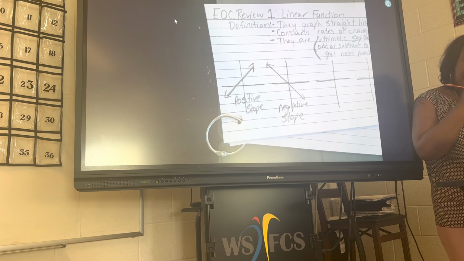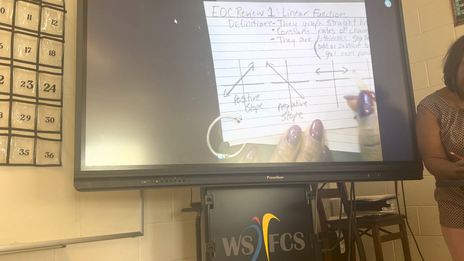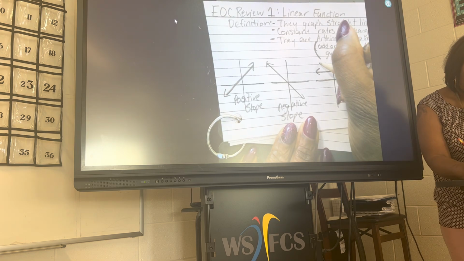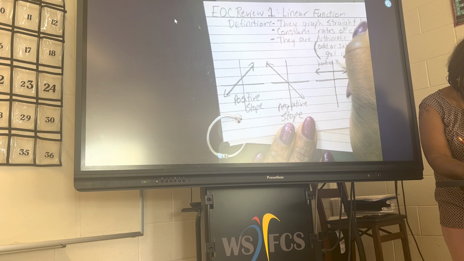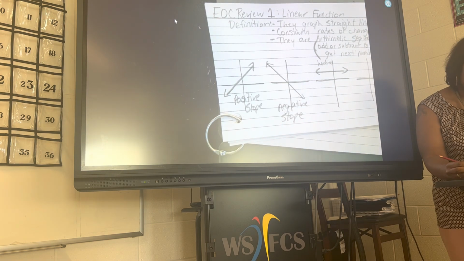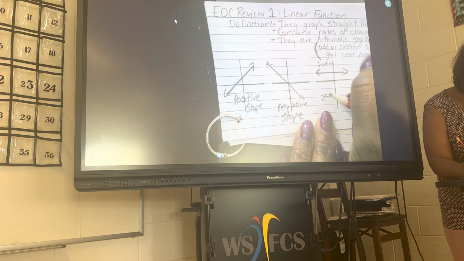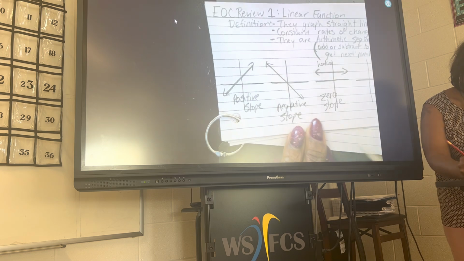All right, if the line is just laying flat, this line right here is laying flat, it's a horizontal line. What kind of slope does a horizontal line have? No slope. It's 0 slope. Very good. m is equal to 0.